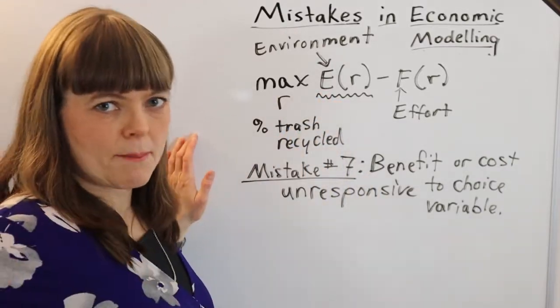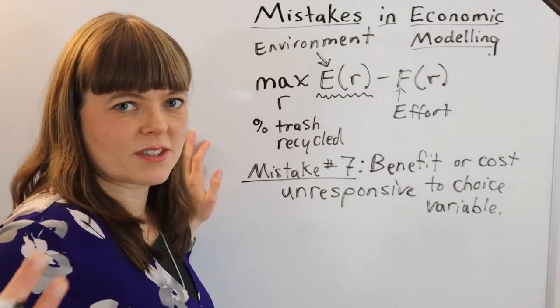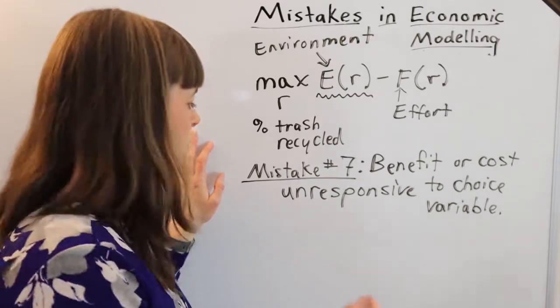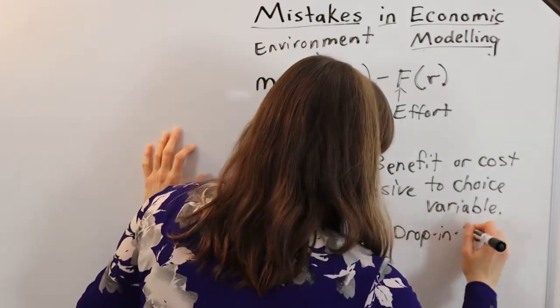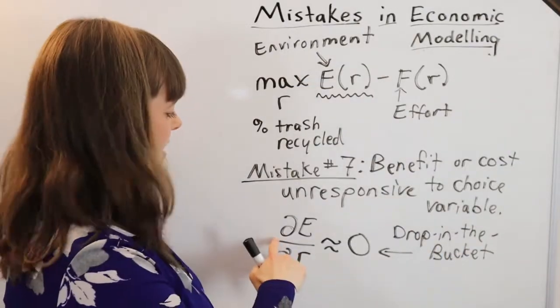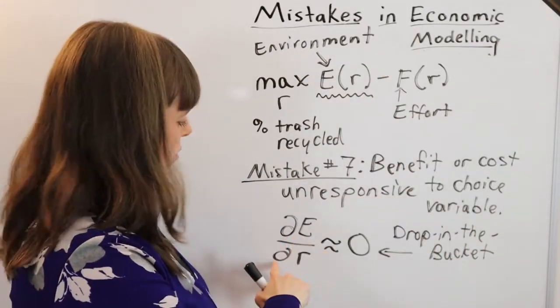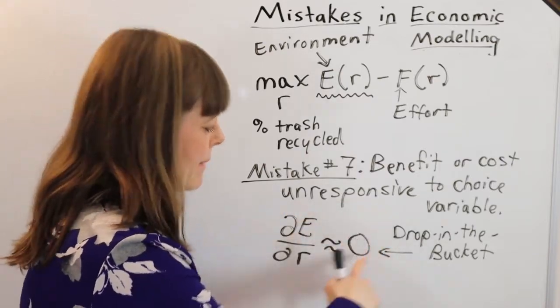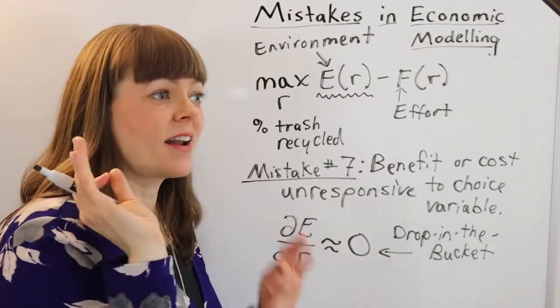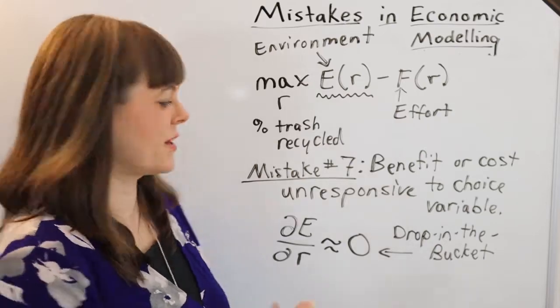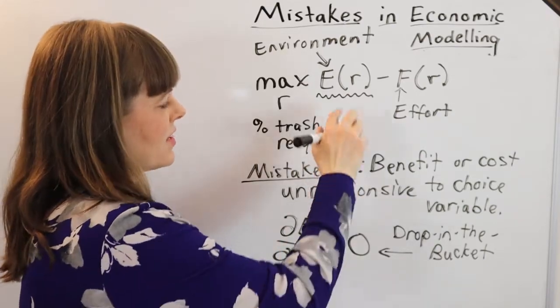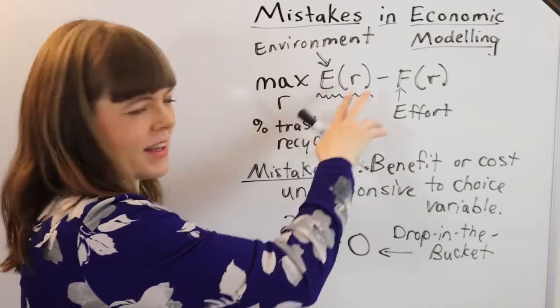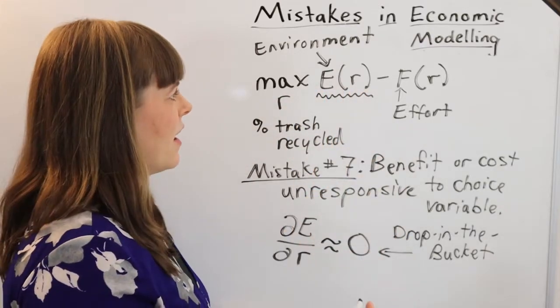And this is the drop in the bucket problem, and you can represent this using calculus in the following way. So the elasticity of environmental quality with respect to your personal recycling is about equal to 0. It's not exactly equal to 0, but it's very, very close. And so what that means is the benefit here is not really a real benefit.